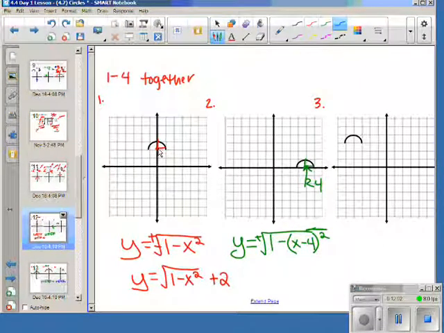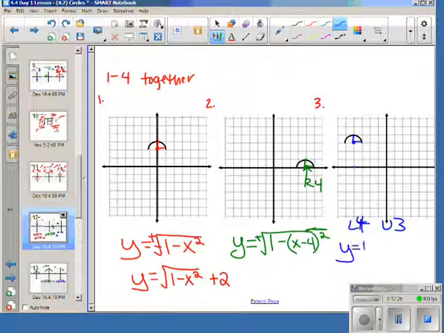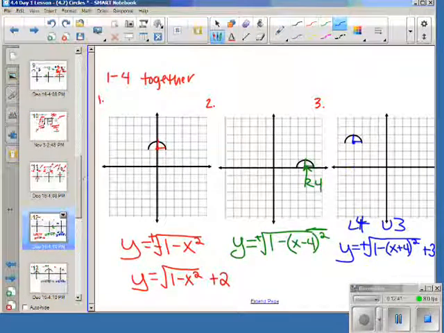And then this third one over here. Find your center. We've gone to the left 4, and up 3. Our radius is still a vertical radius of 1 and a horizontal radius of 1. Okay. It is the top half of our circle, so it is a positive. You don't need to put the positive in there if you don't want to. Square root 1 minus, we moved to the left 4, so it's going to be x plus 4 squared. And on the outside, we moved up 3, so we have a plus 3.